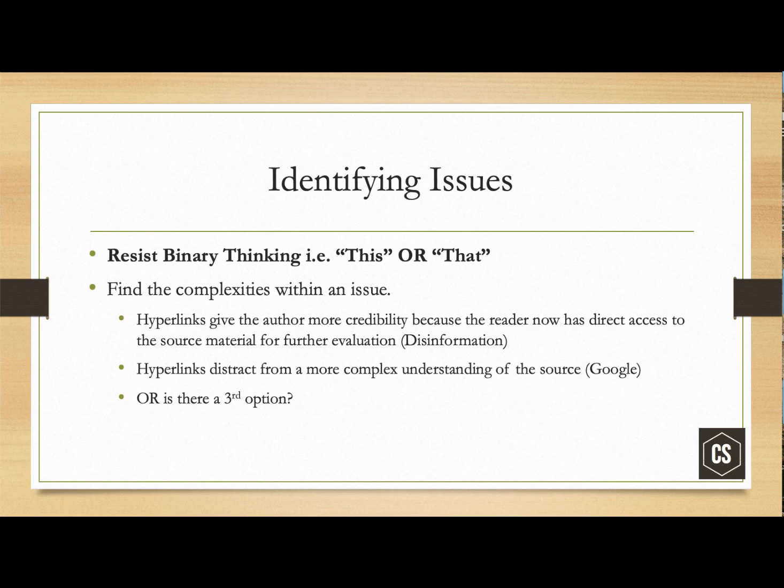Hyperlinks give the author more credibility because the reader now has direct access to the source material for further evaluation. So that's one point of view. Hyperlinks distract from a more complex understanding of the source. That comes from the other article, Is Google Making Us Stupid? Is there a different option? Is this the only thing? Probably not. There's probably lots of different ways of including it. So you could include hyperlinks in the works cited page, which actually in MLA we do.